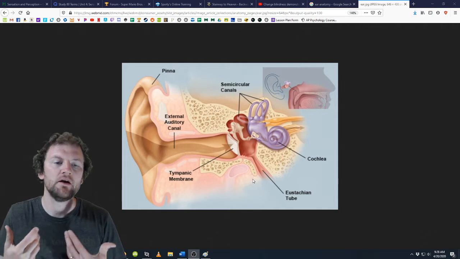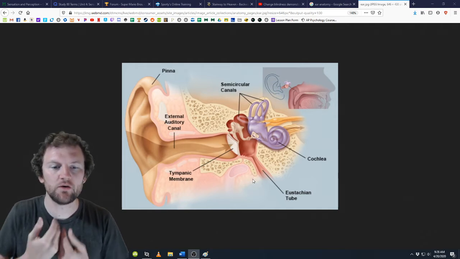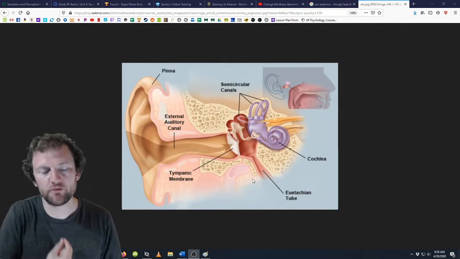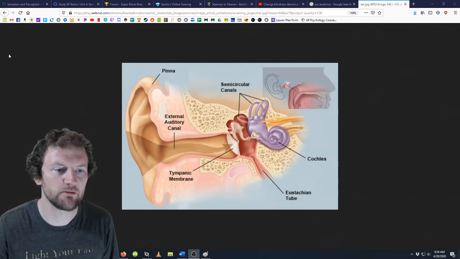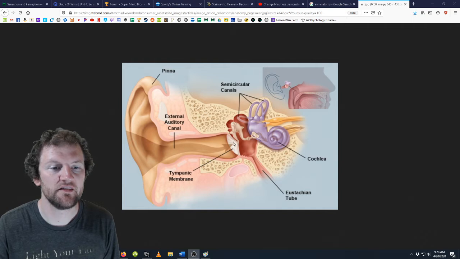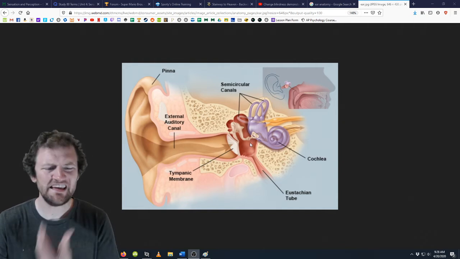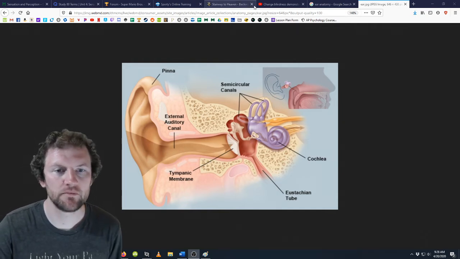Also, this is why when you're at high altitude you have to swallow, which reopens your eustachian tube to equalize the pressure. Because this is a sealed chamber, the air pressure stays the same here, but if the outside world changes, then you have to equalize the pressure in your inner ear.